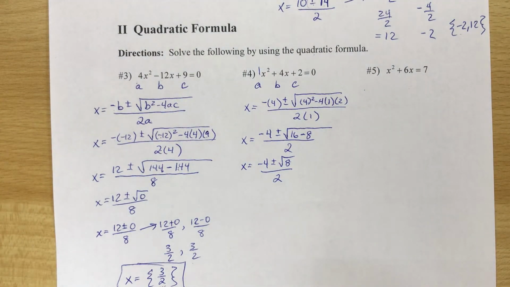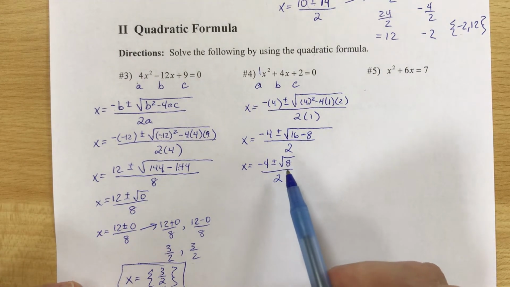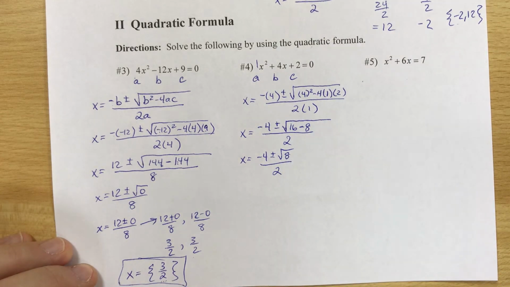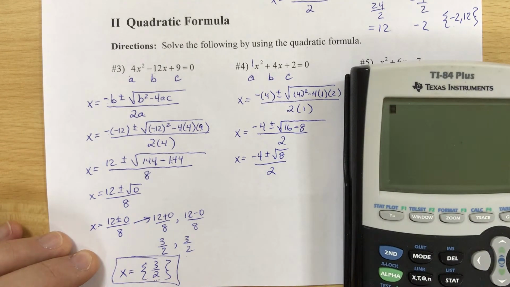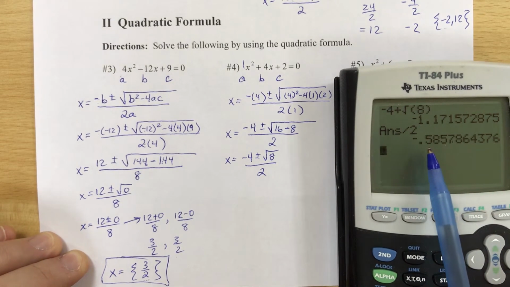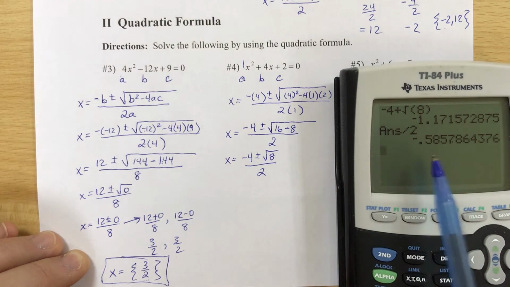And now we have a situation, and the situation is that 8 is not a perfect square. So we've got a couple options. If you use the calculator, you can certainly do negative 4 plus the square root of 8 and then divide that by 2, and you're going to end up with this decimal. This is an irrational number. A non-perfect square is going to be irrational. So I could do that and then round my answer.